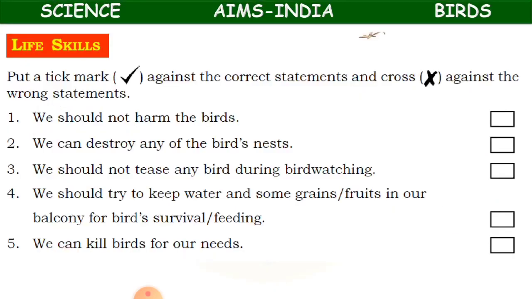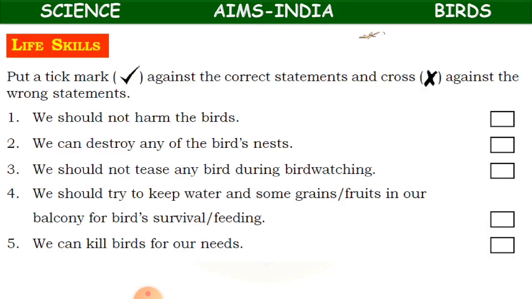Now here we have to put a tick mark against the correct statements and a cross against the wrong statements. Okay, children? Let us do it now. These are life skills, which means what we have to do or must not do in our daily life. That is the life skill we have to learn.